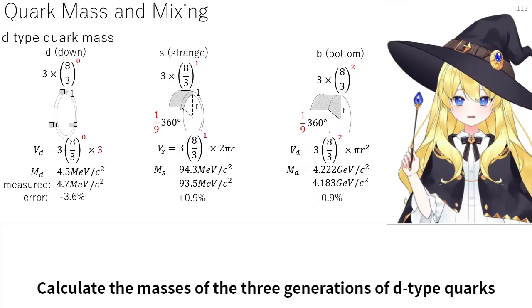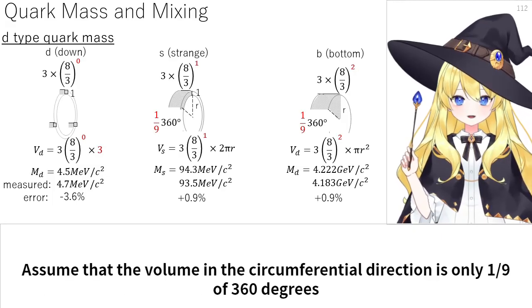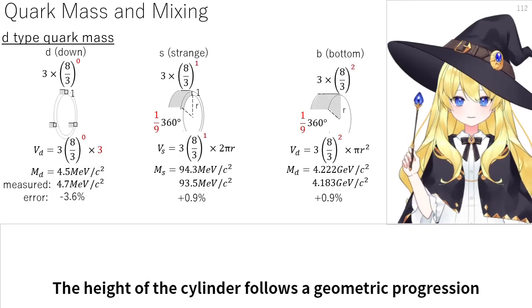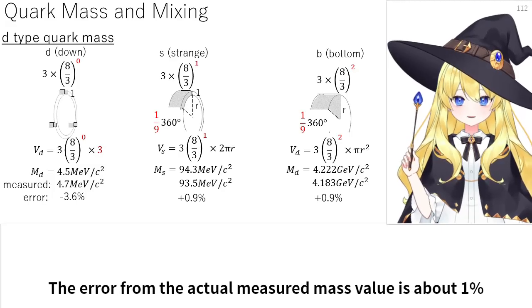Calculate the masses of the 3 generations of D-type quarks. Assume that the volume in the circumferential direction is only 19 of 360 degrees. The height of the cylinder changes depending on the generation. The height of the cylinder follows a geometric progression. The error from the actual measured mass value is about 1%.